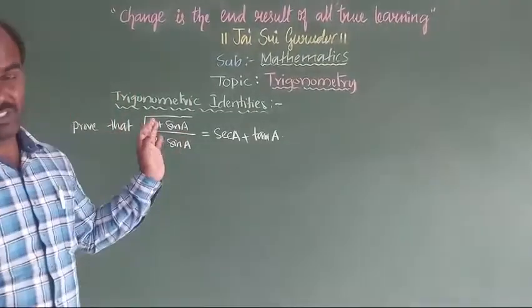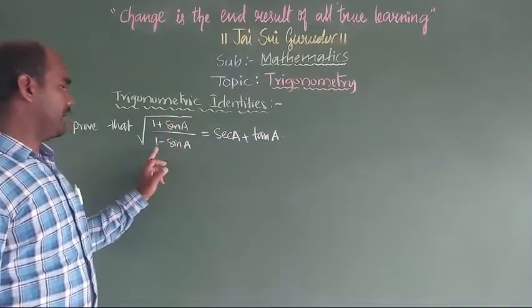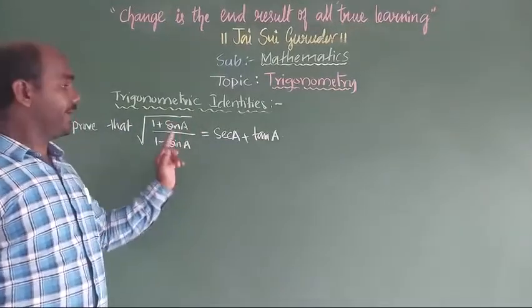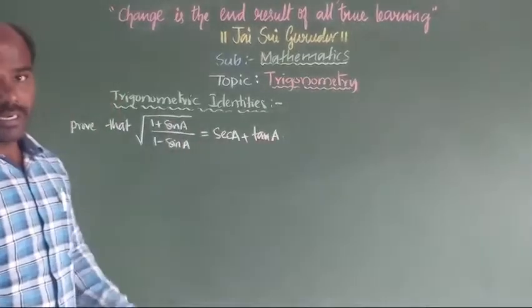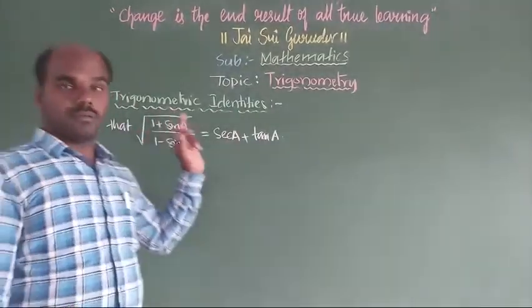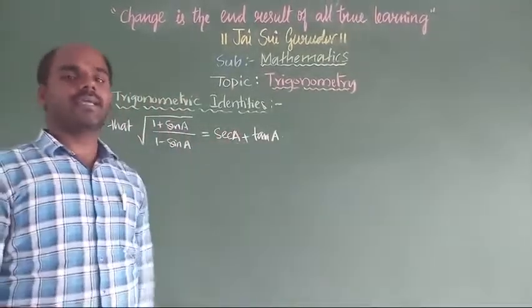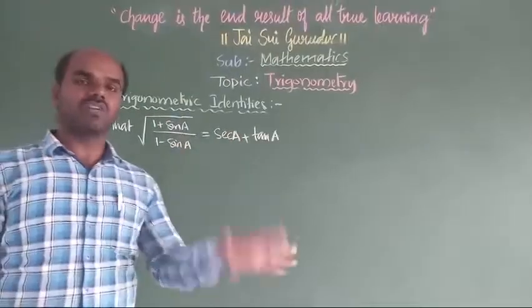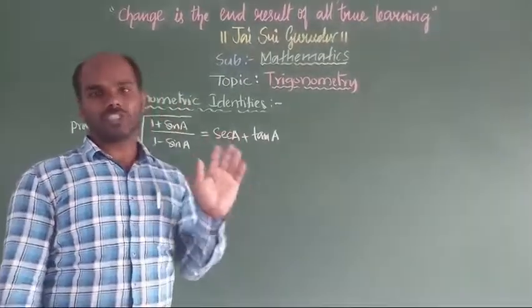What is given: prove that under root 1 plus sin A by 1 minus sin A is equal to sec A plus tan A. Okay, you have to remember this mainly: when a square root symbol is given, you have to rationalize the denominator or the numerator. Whatever it is, you have to remember that is rationalization.